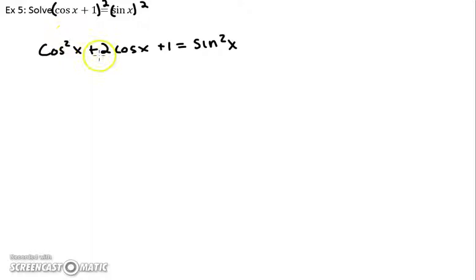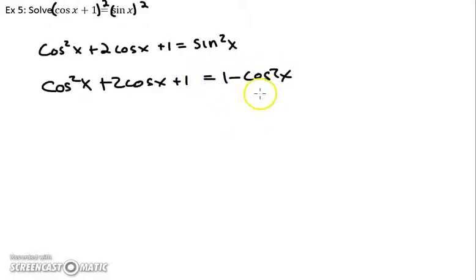Now, we could, if we wanted, turn cosine squared into 1 minus sine squared, but that's not going to help with this cosine here. So what we want to do is turn this sine squared into 1 minus cosine squared, so we can have everything in terms of cosine. So cosine squared of x plus 2 cosine of x plus 1 equals 1 minus cosine squared of x. Move everything to one side. So 2 cosine squared of x plus 2 cosine of x, the ones are going to cancel, equals 0.